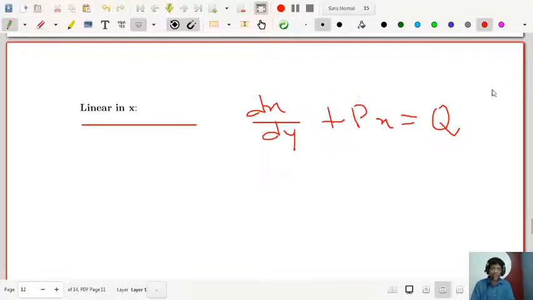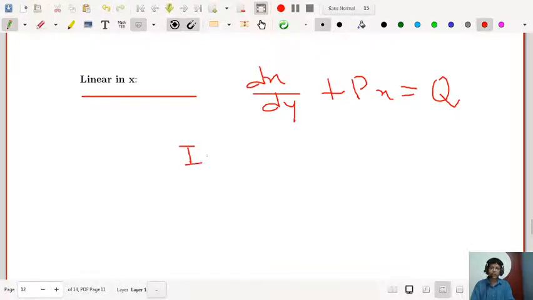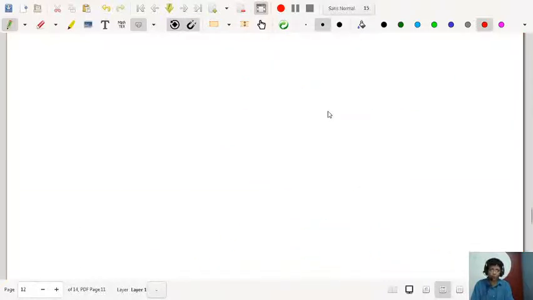So this is linear in x, and p or q are functions of y only or constants. In this case, what is your integrating factor? Your integrating factor will be e to the power integration p dy, right? Do the same process as we discussed. Let's have some problems on that. After that we'll move to Bernoulli's equation.